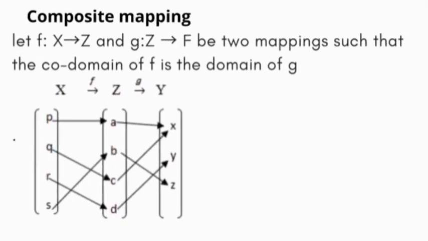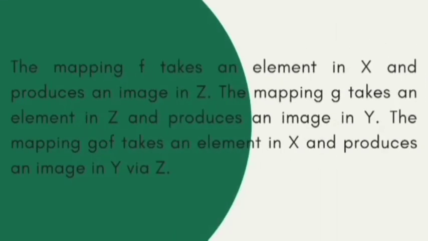Composite mapping. Let F, which is a mapping from X to Z, and G, which is a mapping from Z to Y, be two mappings such that the codomain of F is the domain of G. The mapping F takes an element in X and produces an image in Z. The mapping G takes an element in Z and produces an image in Y. The mapping G of F takes an element in X and produces an image in Y via Z.